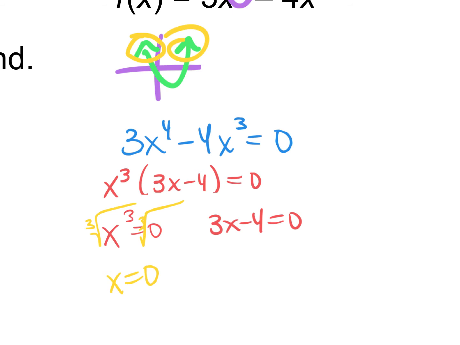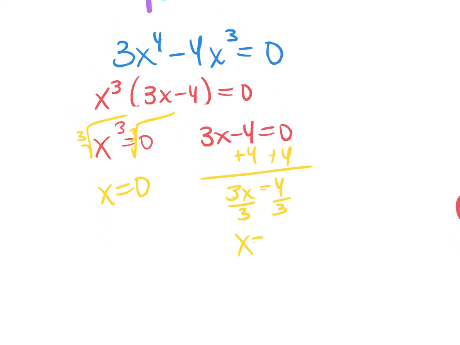Okay. Now here I'm going to add 4. You guys agree? And then divide by 3. So I get x equals 4/3. How many answers do you see? How many did you tell me I should have? What did I miss? What number times itself 3 times gives you 0? It's not plus or minus, but how many zeros do I really have? I have 3.